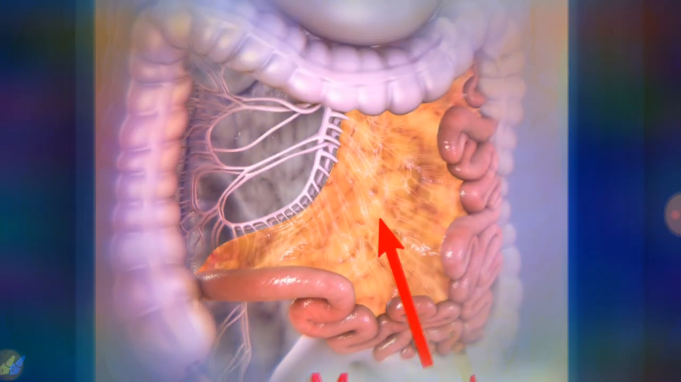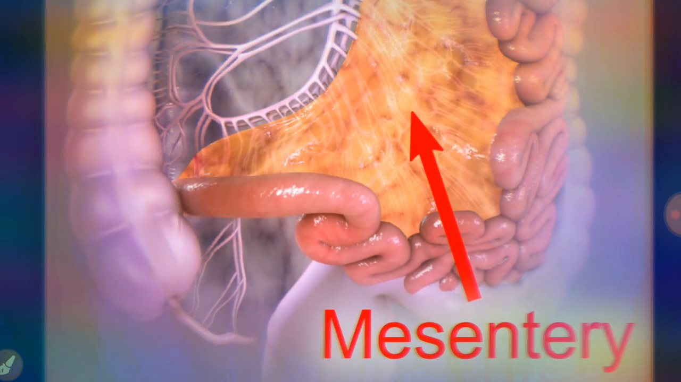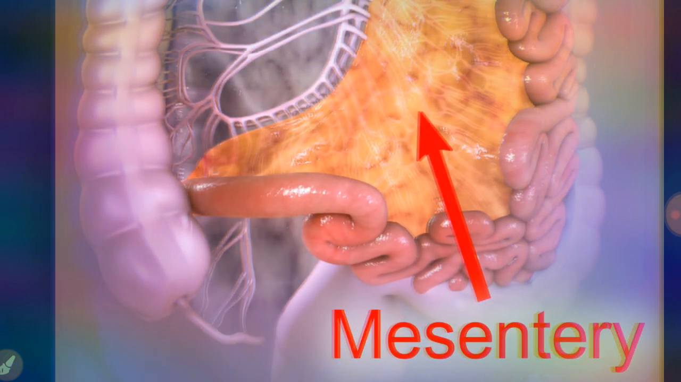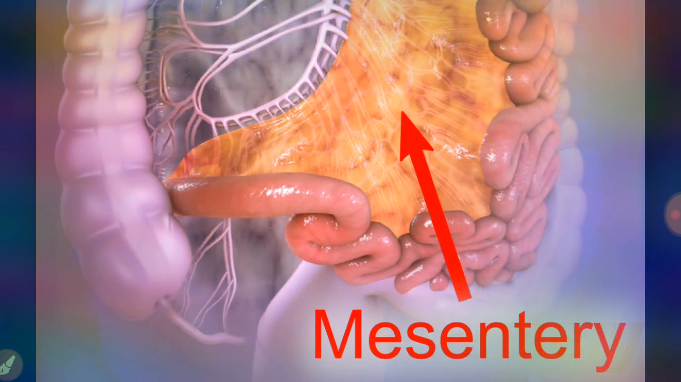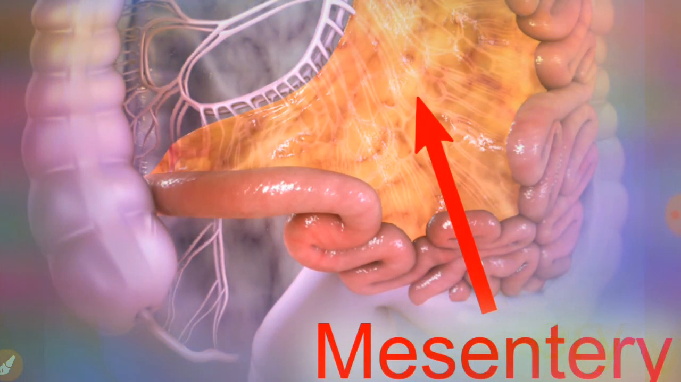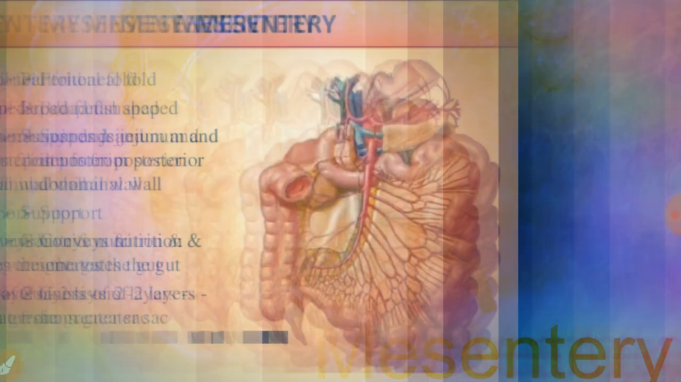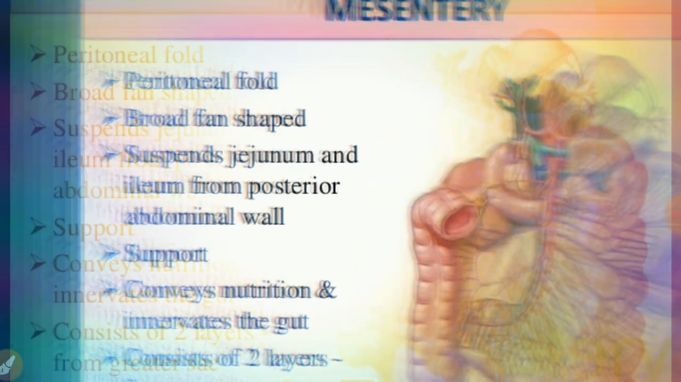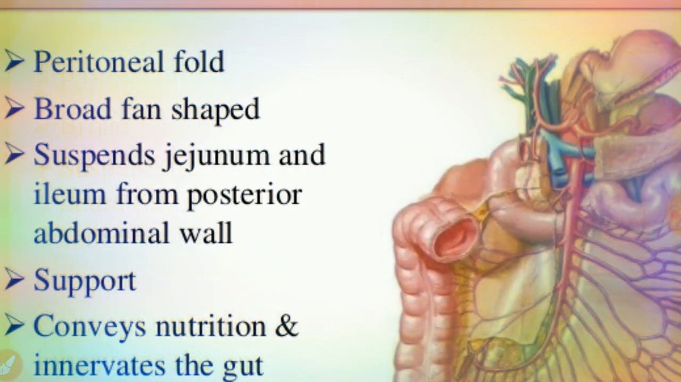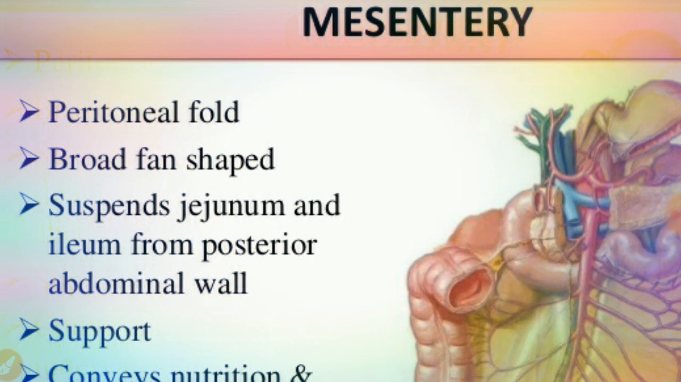So the next type of peritoneal fold is the mesentery. This is the mesentery. The picture shows the mesentery in a clear manner. The mesentery is one of the peritoneal folds. It is broad and fan shaped, and the mesentery suspends the jejunum and ileum from the posterior abdominal wall. A fan shaped fold of the peritoneum we call a mesentery.